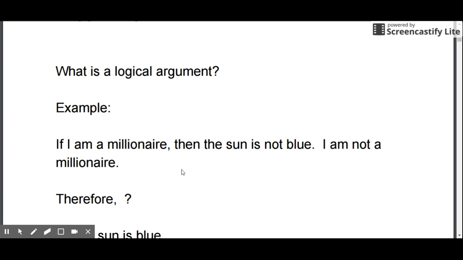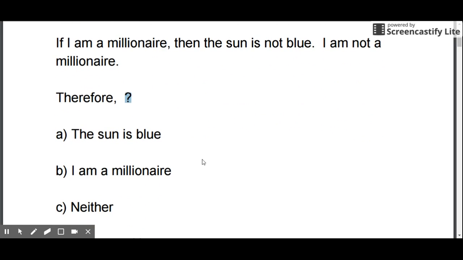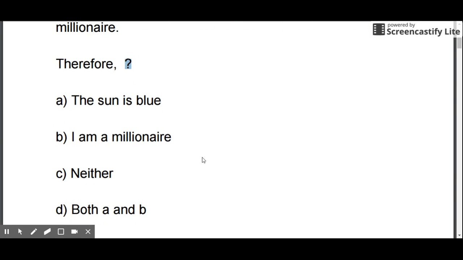If I'm a millionaire, then the sun is not blue. I am not a millionaire. Therefore, what? What exactly? That is the question. What conclusion makes sense here, given the premises? A common response to this is B, I'm a millionaire. But we'll get back to this in a minute.